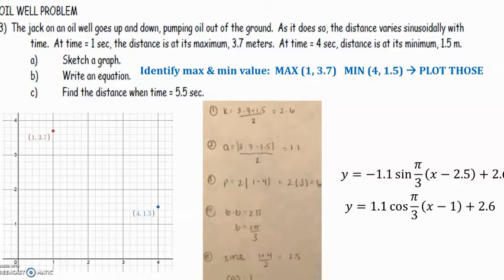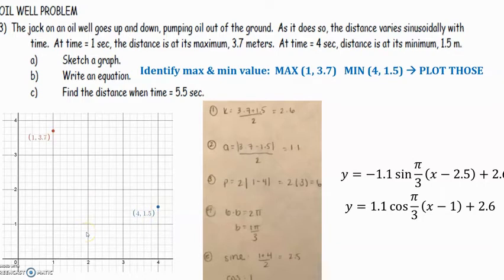Secondly, you should see that I'm given a maximum and a minimum, which is all about what the previous lesson was, finding a maximum and a minimum value, and then creating an equation. So the first task in this problem is to sketch a graph. When I say sketch a graph, I mean very basically draw your maximum and draw your minimum point. So that's exactly what I did here. My maximum point is (1, 3.7), and then my minimum point is (4, 1.5).